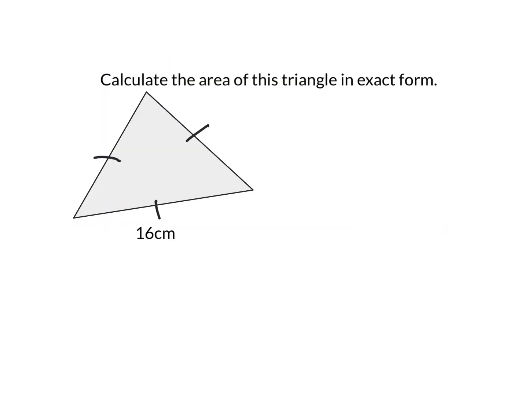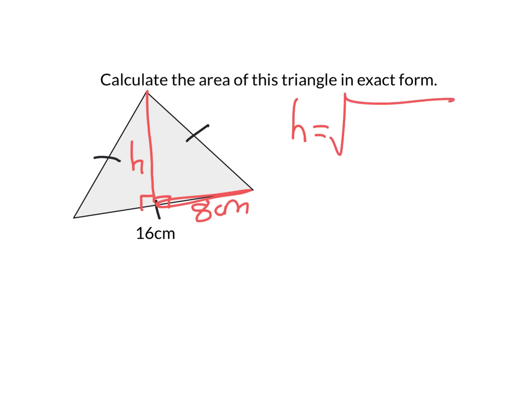So we're going to calculate the area of this triangle in exact form. So once again, we're going to use Pythagoras. So I'm going to let this be h. Now, for any equilateral or isosceles triangle, you can divide it into two congruent right-angled triangles like this. And that, of course, means that this side here will be half of 16, will be 8. So h will be the square root of 16 squared minus 8 squared, which is actually the square root of 192.